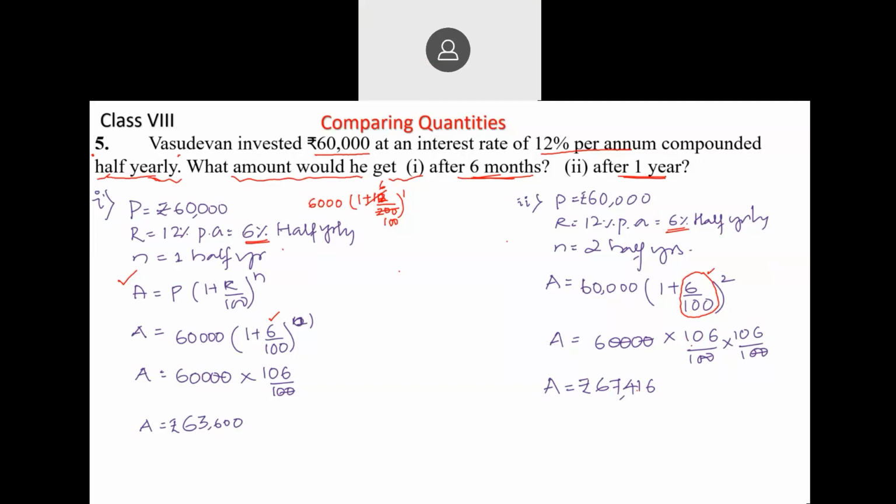Look at this for 1 year. The number 106 is multiplied 2 times. Had it been 4, we have to multiply 4 times. It becomes difficult: 106 into 106 into 106 into 106. So to reduce the difficulty level, they don't give quarterly, they give half yearly. Okay. Let's move on to the next question.